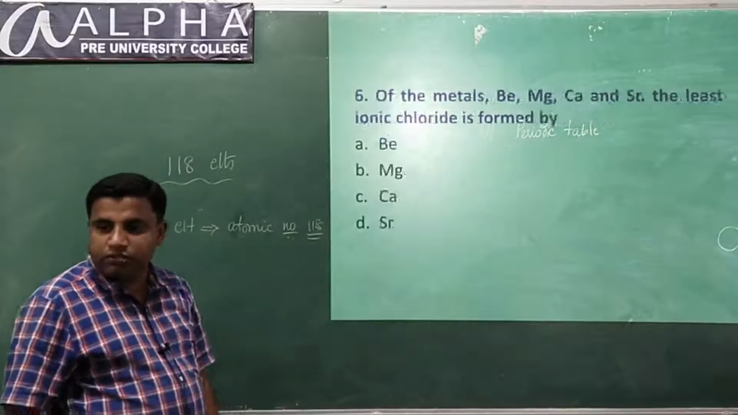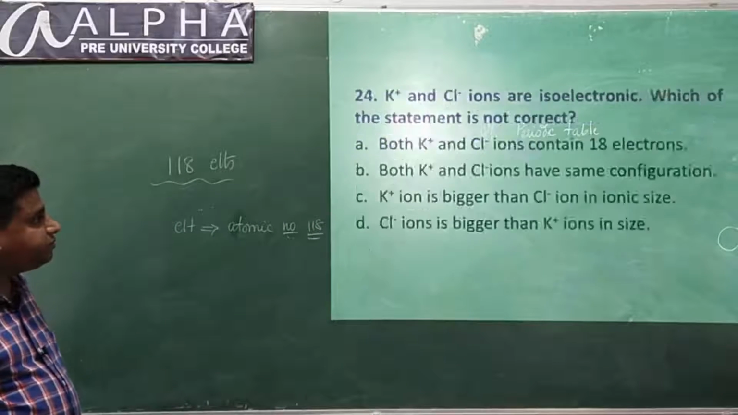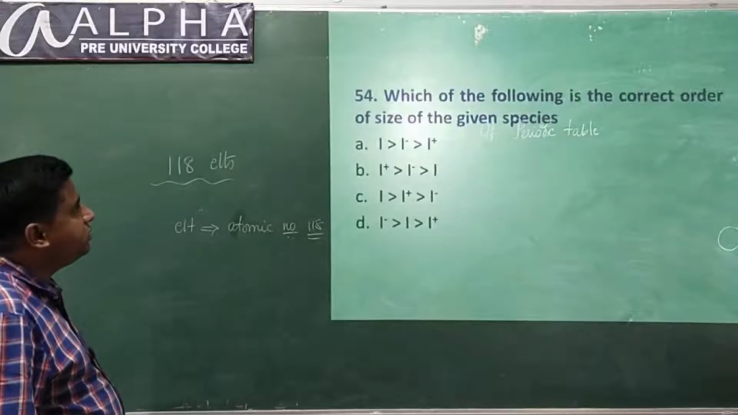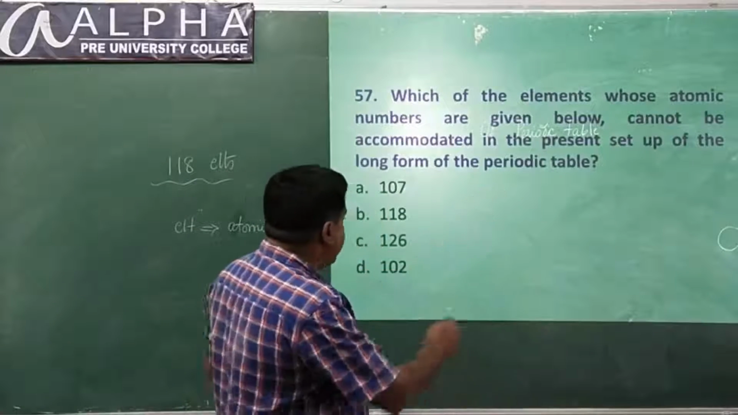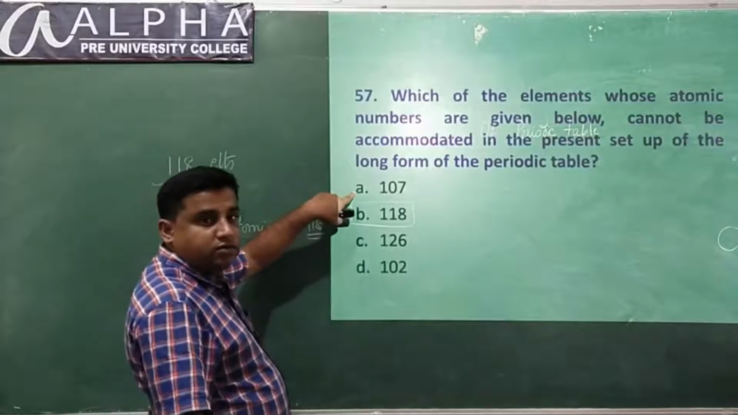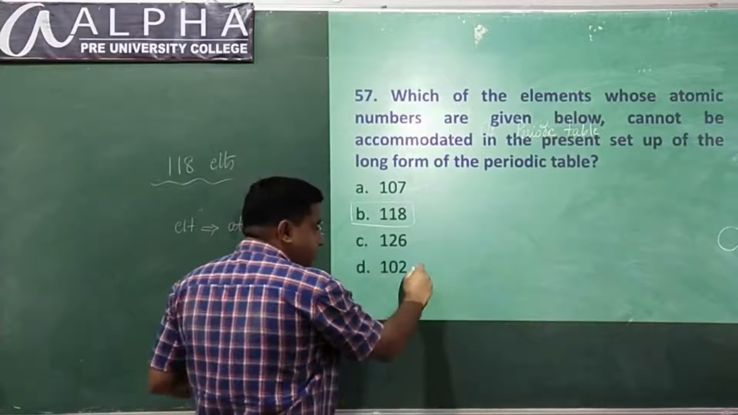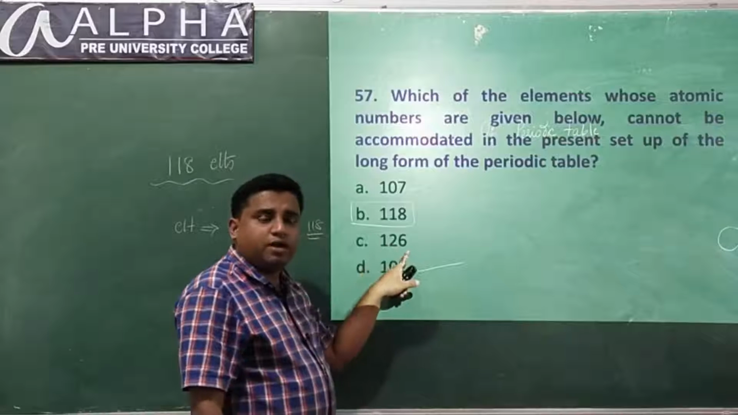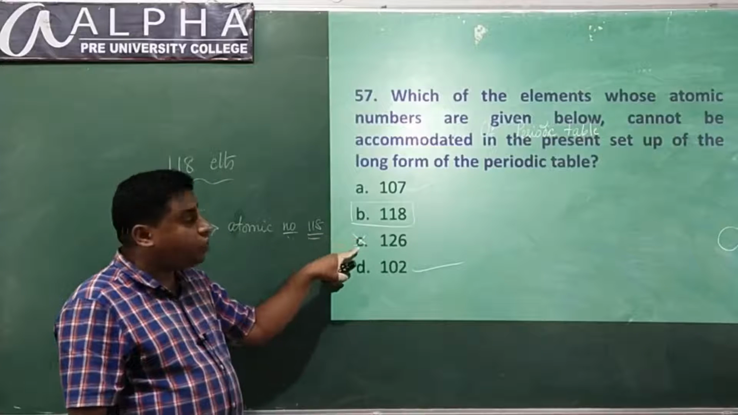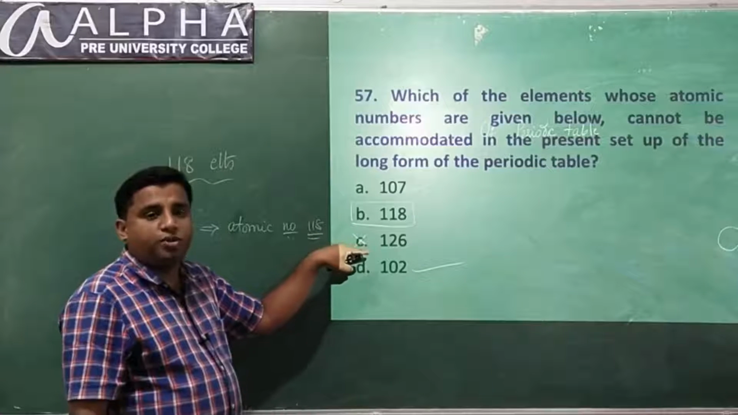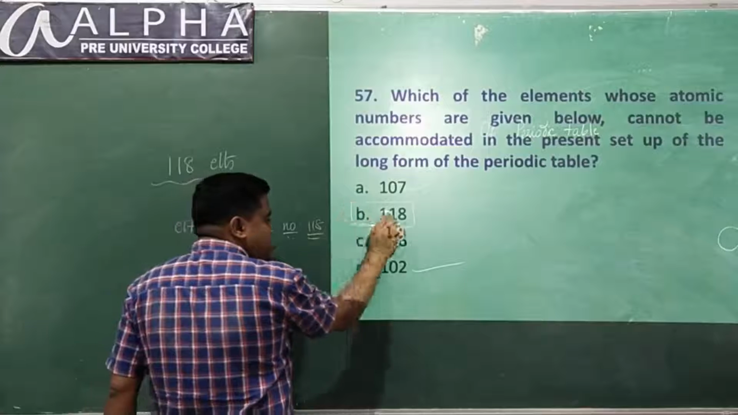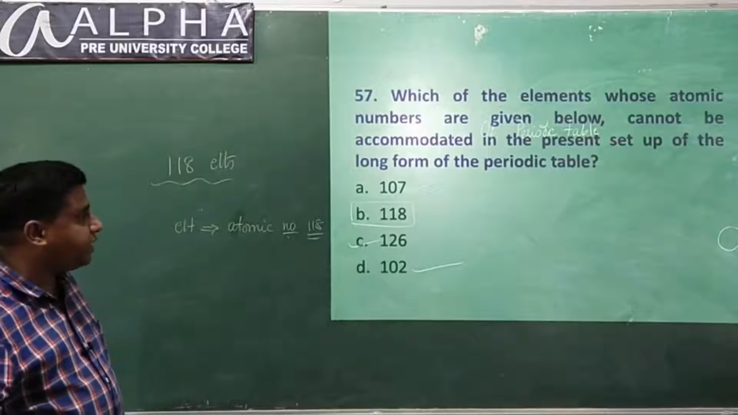Now let us go back to the question. We can accommodate only the elements up to atomic number 118, but beyond 118, we can't. Can we accommodate 107? Yes, we can. Can we accommodate 102? Yes, we can. But can we accommodate the element with atomic number 126? No, we cannot, because it exceeds 118. So the answer for this question is option C. Yes, that's correct.